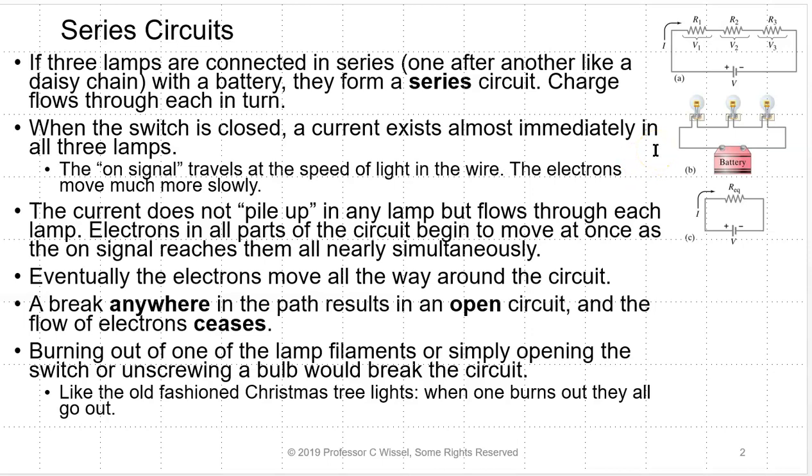The electrons move, of course, we know they move a lot more slowly. The current does not pile up in any lamp, but flows through each lamp. The electrons in all parts of the circuit begin to move at once as the on signal reaches them nearly simultaneously. Eventually, the electrons will move all the way around the circuit. Now, a break anywhere in the path opens the circuit and the flow of electrons immediately ceases. Burning out one of the lamp filaments or simply opening the switch or unscrewing the bulbs breaks the circuit.